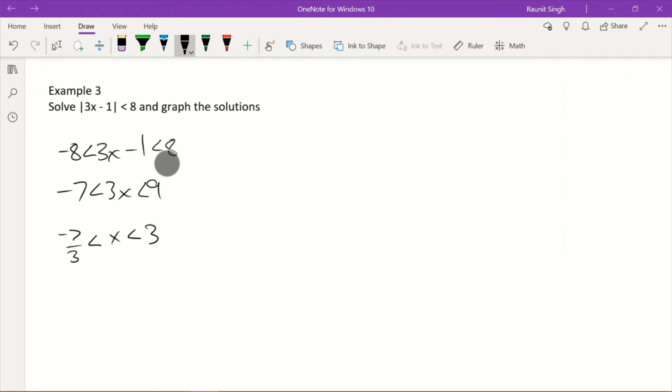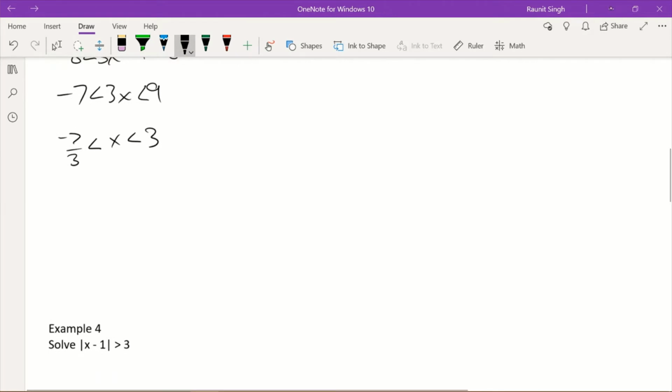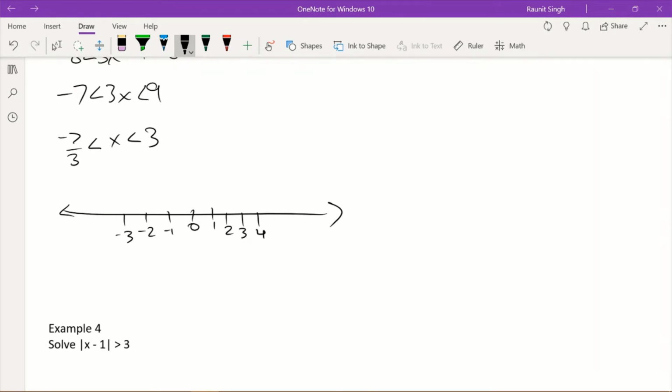So then when we graph our solution set, we can draw a number line here: 0, 1, 2, 3, 4, negative 1, negative 2, negative 3, negative 4. We can use this line, the red one.